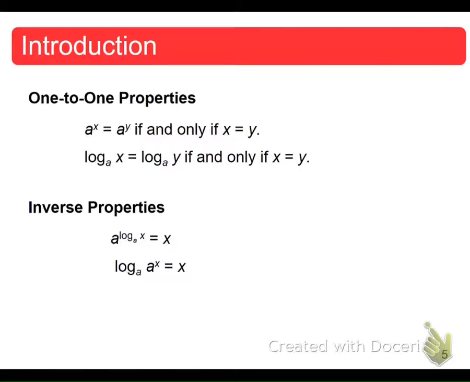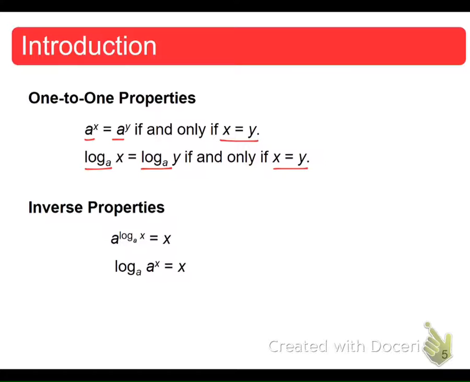Just remember, it means if we're in exponential form, if we have like bases here, our bases will cancel, and it gives us that the exponents have to be equal. And if we're in log form, as long as we have the same log base a, then we can also get rid of those log bases and set what we're taking the logs of equal to each other.